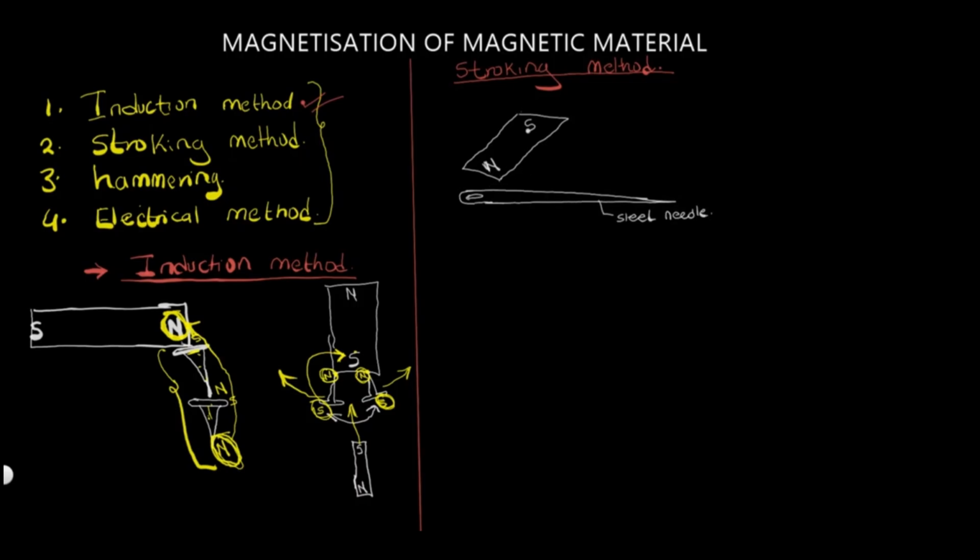Now during stroking, what you're supposed to do is rub this magnet. Let us say, for example, in this case, we rub this magnet toward this direction, like this. So we are rubbing this magnet along this steel needle. What do you think will happen?